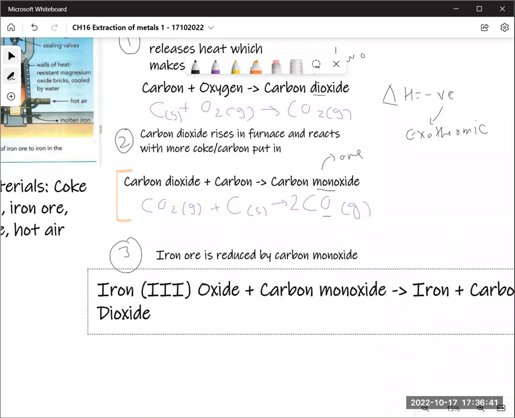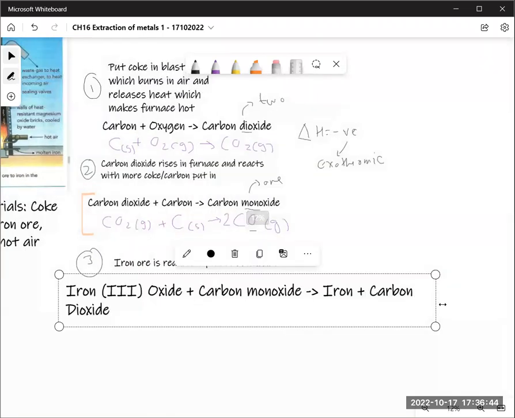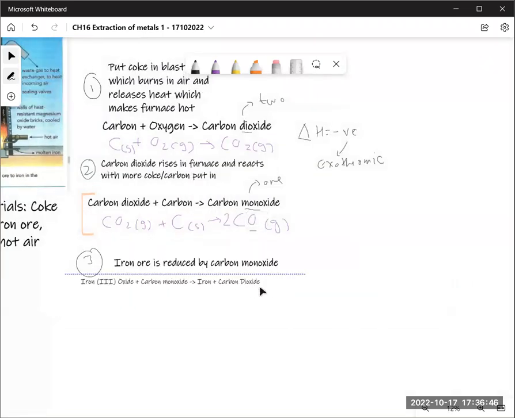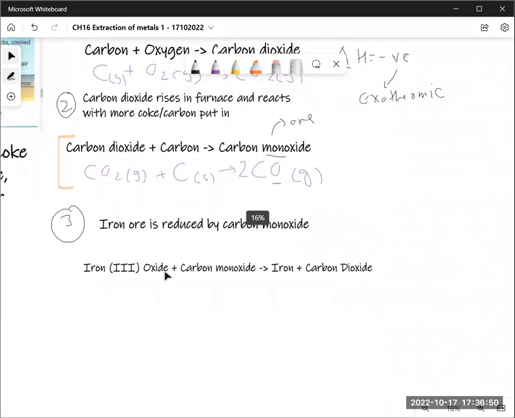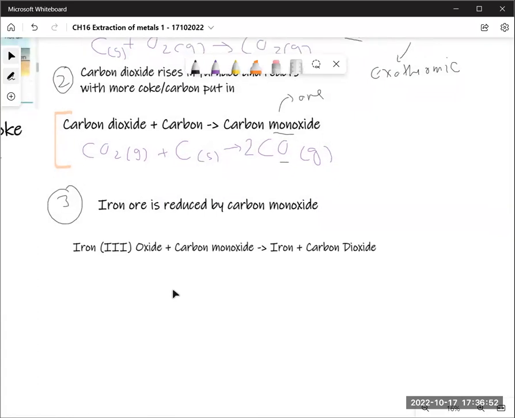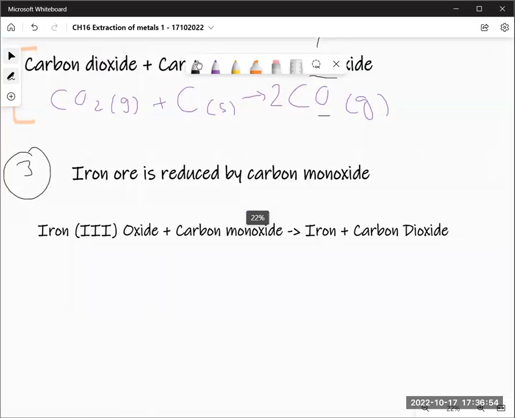Now, Zara, read the third step and the equation. Iron ore is reduced by carbon monoxide. Iron trioxide plus carbon monoxide gives us iron plus carbon dioxide. Now we don't say try, we call this tri.